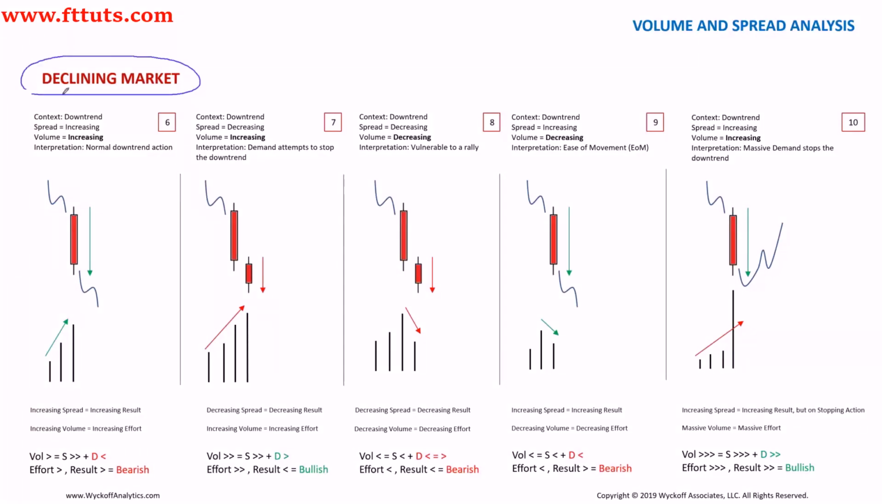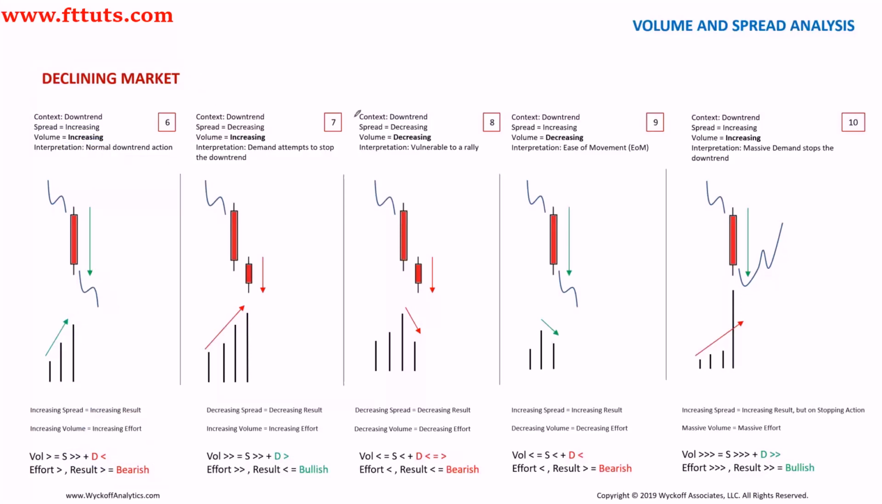In the declining market, where the context is the downtrend, let's look at all of these scenarios again. They're going to be just a mirror image of the ones we looked at for the advancing market. Spread is increasing, volume is increasing. It's an increasing result with increasing effort. When the volume signature is normal, this is just normal activity in the downtrend. This is where supply is going to increase and still dominate over demand. Demand could very easily be decreasing at this point in time. The short-term bias for this interpretation is bearish, with a continuation to the downside.